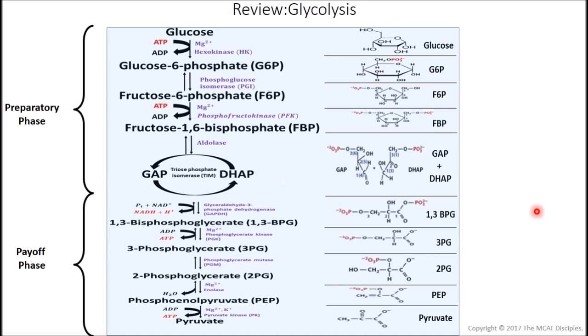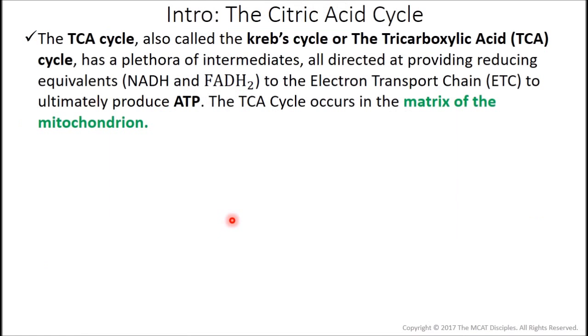And from now we'll move into the TCA cycle. Okay, intro to the citric acid cycle. The TCA cycle, also called the Krebs cycle, the tricarboxylic acid cycle, has a plethora of intermediates, all directed at providing reducing equivalents, NADH and FADH2, to the electron transport chain to ultimately produce ATP. It produces that ATP by providing the electrons via these reduced equivalents to power the electron transport chain, to transport electrons via the complexes that then protons follow and build up that gradient to then be dissipated, and while that dissipation is occurring, form ATP via the ATP synthase.